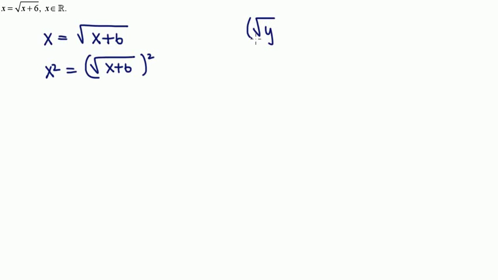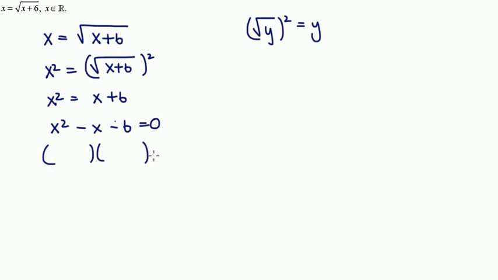So we know if we have the square root of anything to be squared, for example the square root of y squared, just leaves us with y. Therefore, the square root of x plus 6 squared will leave us with just x plus 6. When we move all of our terms onto the left side, we end up with a quadratic equation. To solve this equation, we need to factorize first, and then we solve to find two values for x.